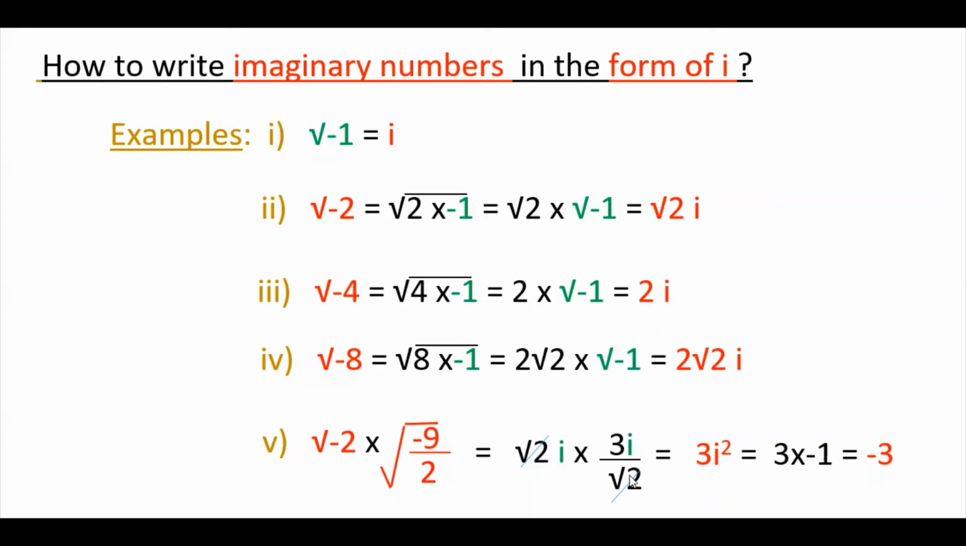Now you can cancel square root of 2 and square root of 2 here. And now you can see 3 into i square, since i into i is i square. Therefore i square is minus 1, so this value is 3 into minus 1, that is minus 3.